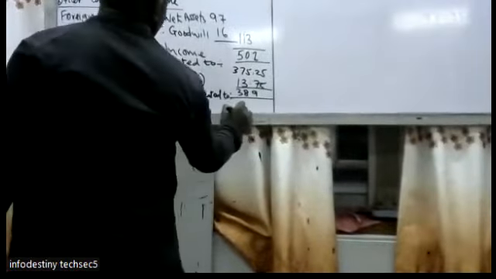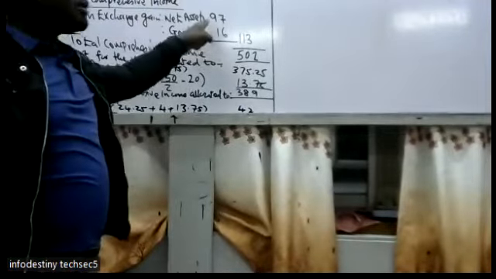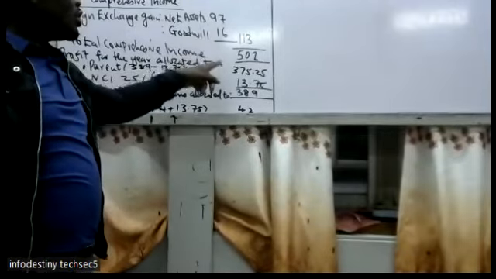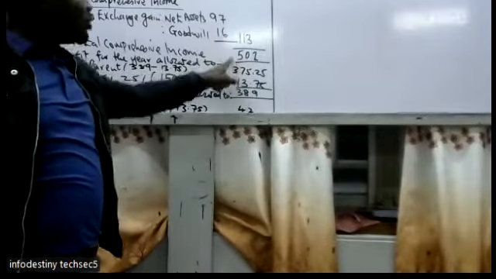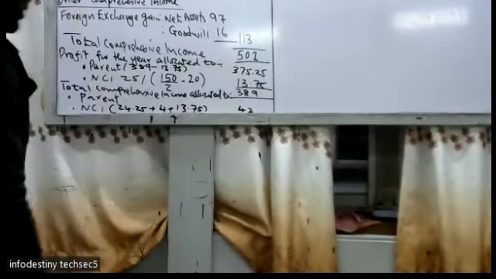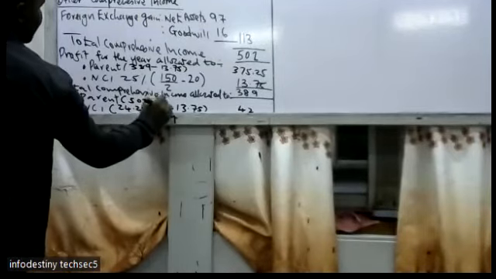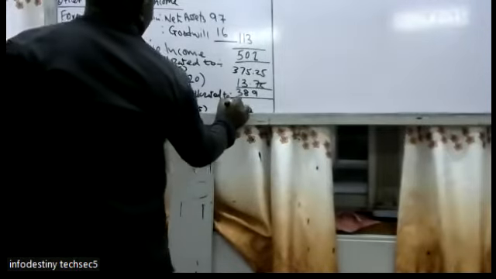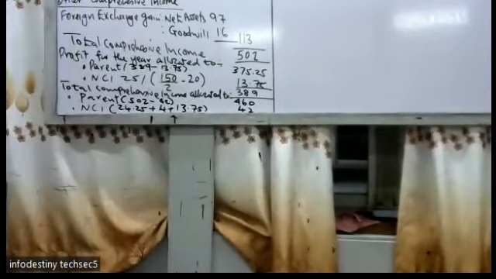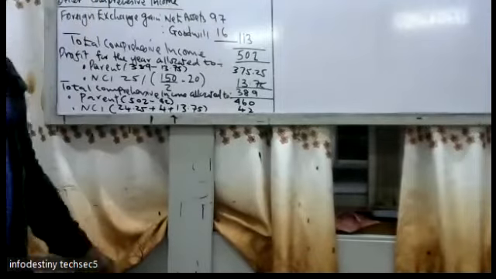So this is 42. So to get what goes to the parent, two ways: you can add for parent what they got from 97, what they got from 16, and the 375.25. Or you take the total comprehensive 542 minus 42. So you can confirm. 542 minus 42 comes to 460. But you can confirm by adding the three. You'll get the same answer.